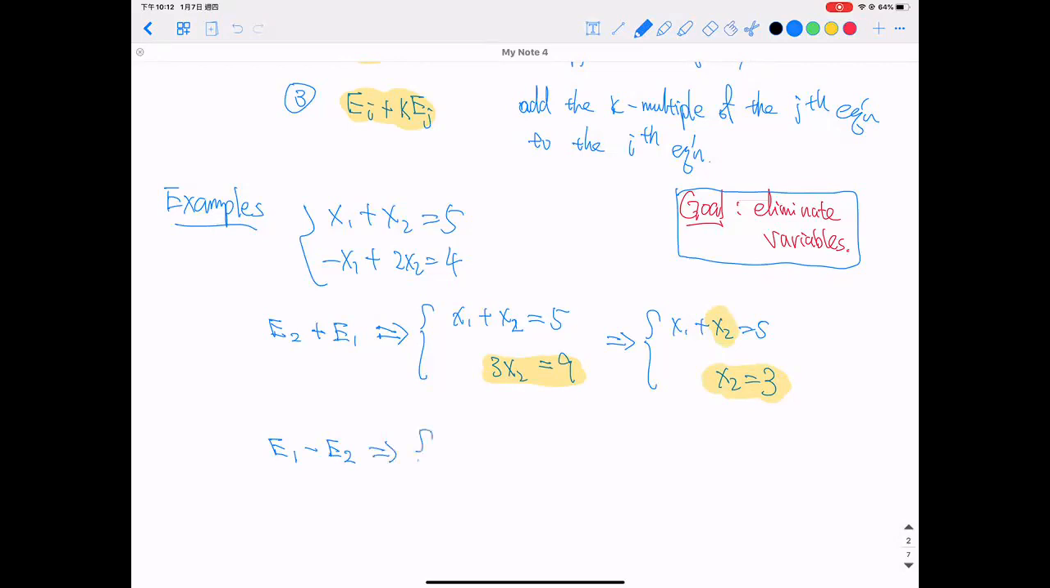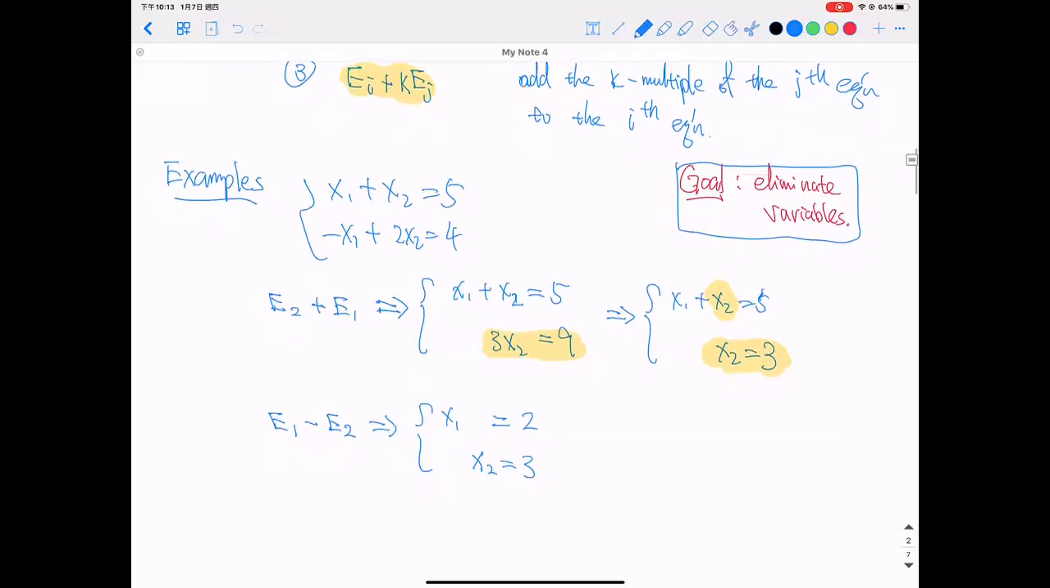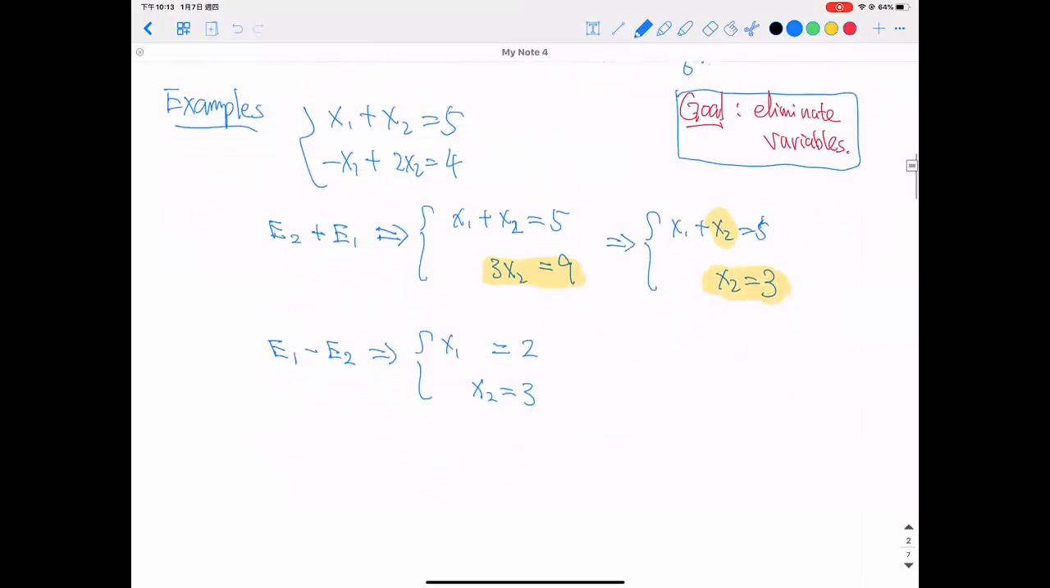And that will give us, the second equation remains the same. Now the first equation still has x1, x2 is gone on the left hand side. The right hand side is 5 minus 3, so that's 2. Now that's telling us x1 is equal to 2, which is the goal we are aiming for, right? Finding the values of x1 and x2.